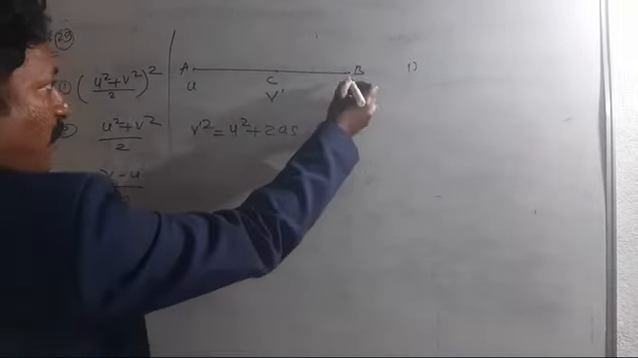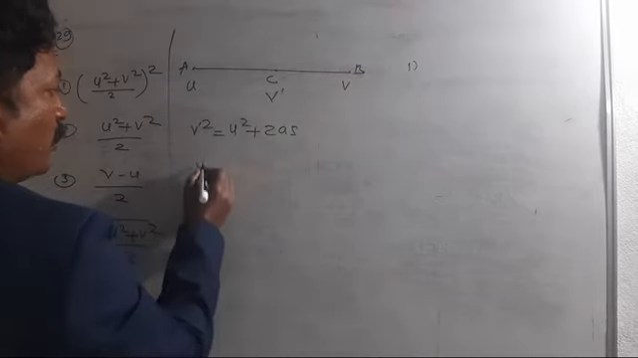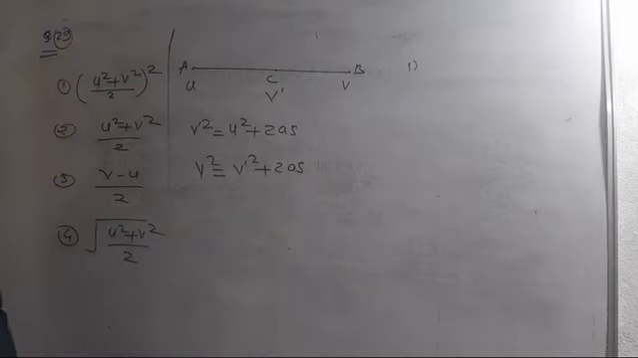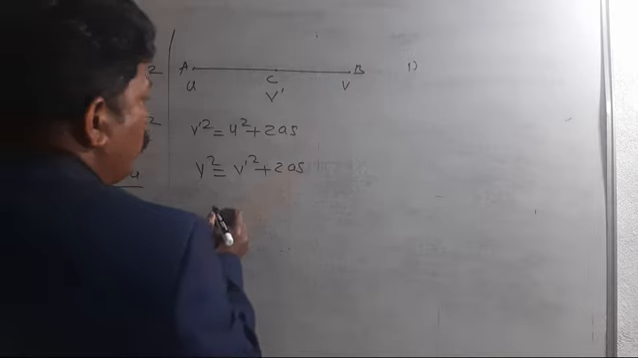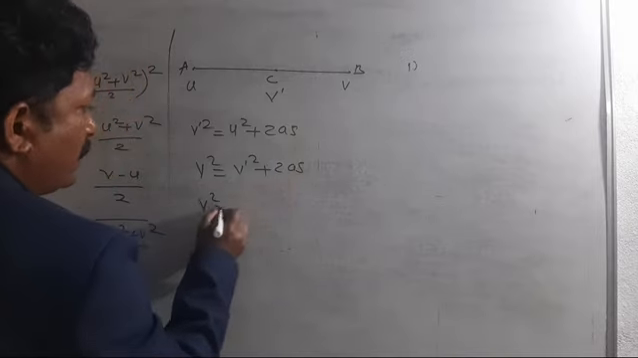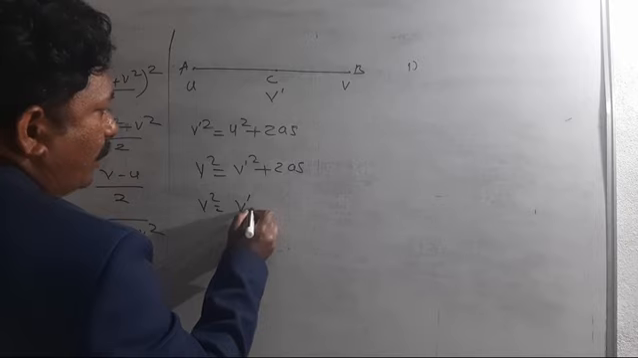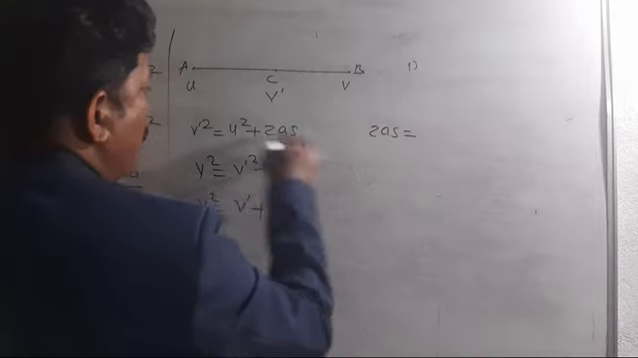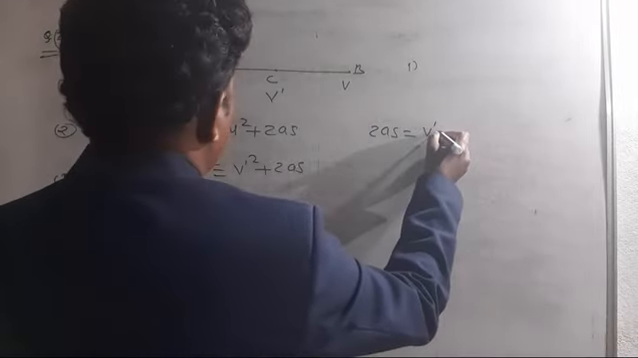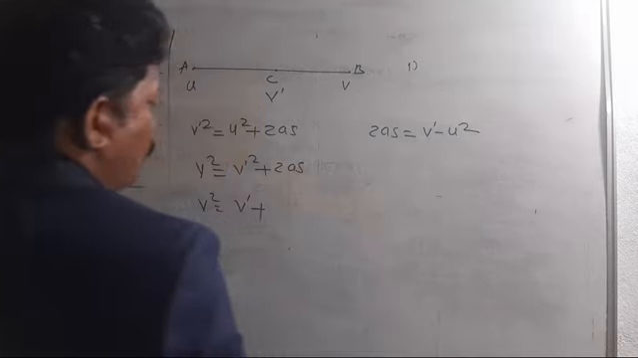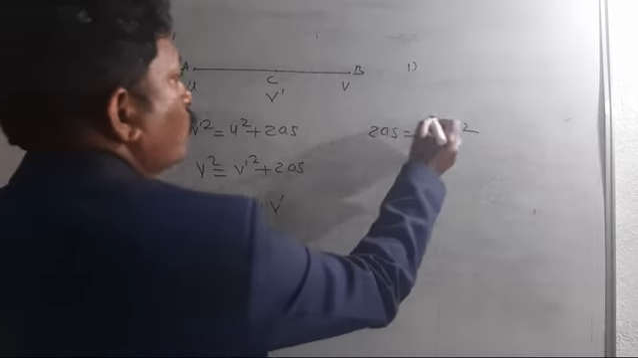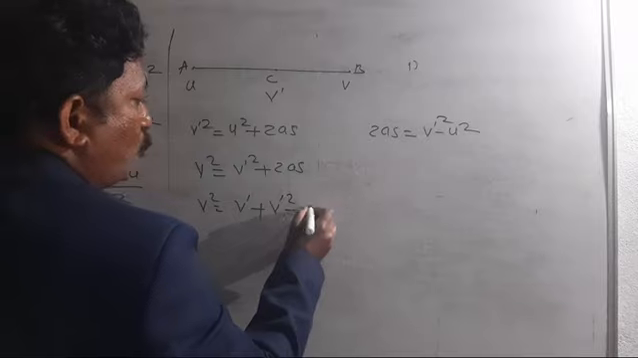For this I am now using the equation for B to C. This v square is equal to v dash square plus twice as, because the acceleration is the same. But we know that v square is equal to v dash square plus twice as in this expression. Twice as means v dash square minus u square. Put this value in this expression: 2as is nothing but v dash square minus u square.